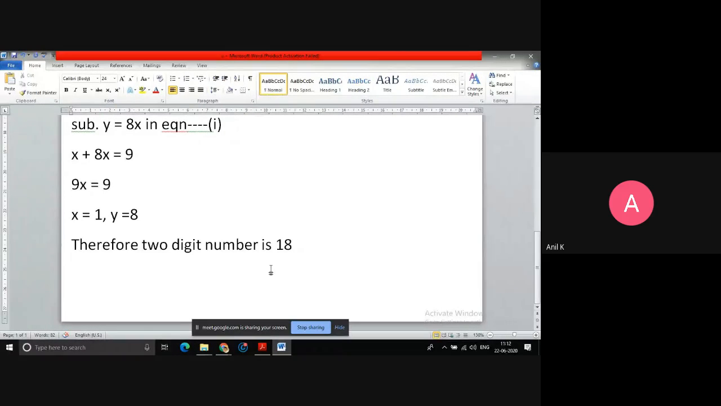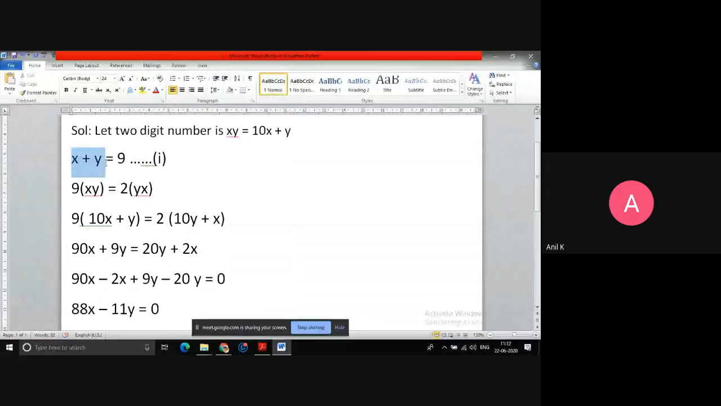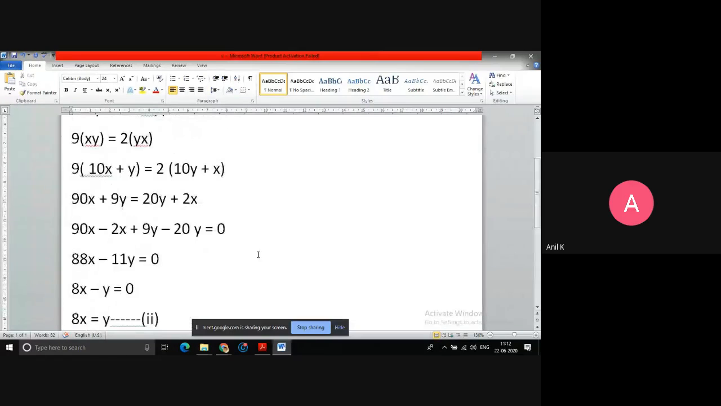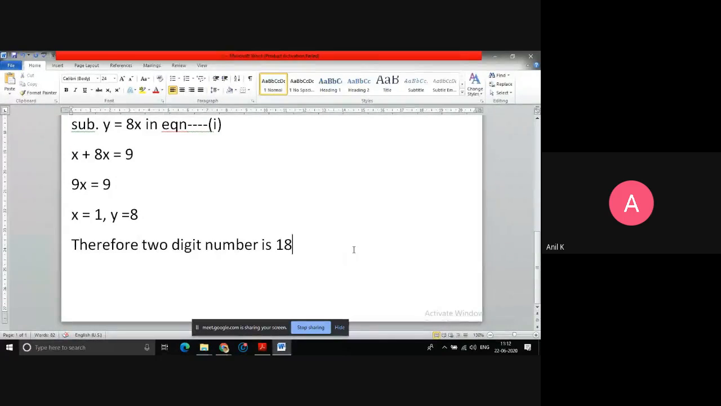Now, after getting the answer, in these questions you have the flexibility to recheck whether your answers are correct or not. Okay, how do I recheck? First condition is the sum of the digits is 9. So 1 plus 8 is 9. So the first condition is satisfied. What is the second condition given? 9 times the given number, 9 times 18, will equal 2 times the number with reversed digits. 18 if I reverse, it will be 81.